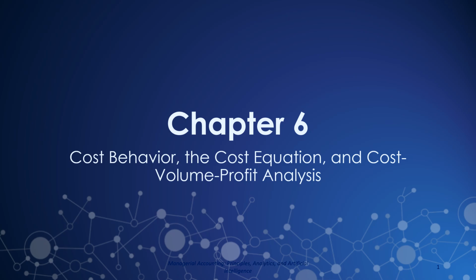Welcome, everyone. Today we're covering Chapter 6, Cost Behavior, Cost Equations, and Cost Volume Profit Analysis, also called CVP analysis. This is one of the most practical chapters in managerial accounting because it gives us tools to understand how costs behave as activity changes. We will use these tools to answer questions like, how many units must we sell to break even? How much do we need to sell to reach a target profit? How sensitive is profit to changes in sales? Or how risky is our cost structure? These are real-world questions that managers deal with constantly.